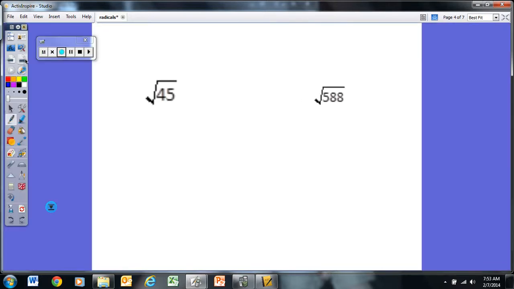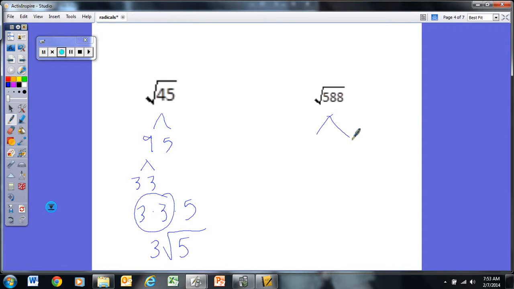Let's try these. 45, I think of 9 and 5. 9 breaks down into 3 and 3. These numbers can't go down any further. I have 3 times 3 times 5. So what do I have a double of? I have a double 3, that goes on the outside. I have a 5 left over, that goes underneath.